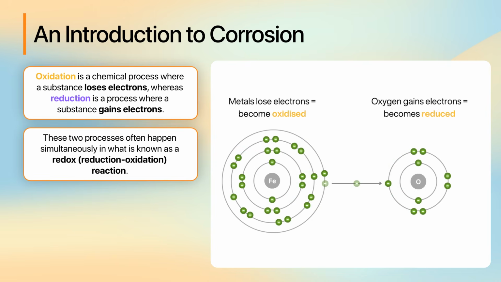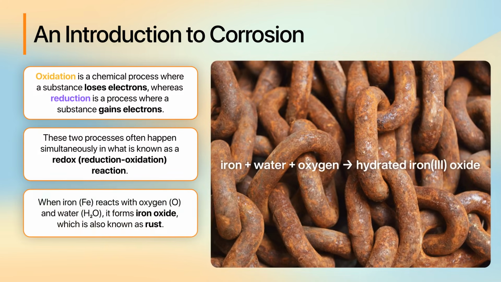When most metals are exposed to oxygen, they undergo oxidation. This means that the metals lose electrons, and the oxygen gains these electrons, becoming reduced in the process. This redox reaction results in the formation of a metal oxide. For example, when iron reacts with oxygen and water, it forms iron oxide, which is also known as rust.